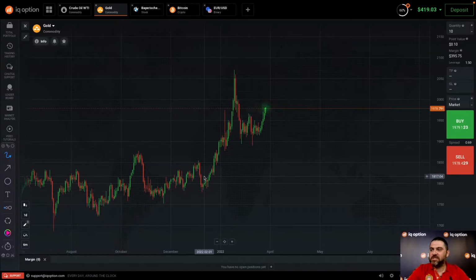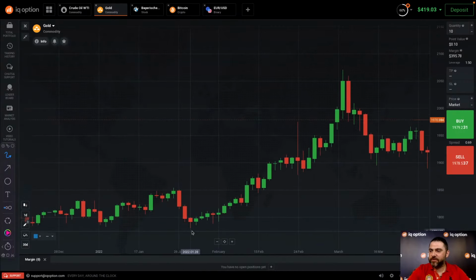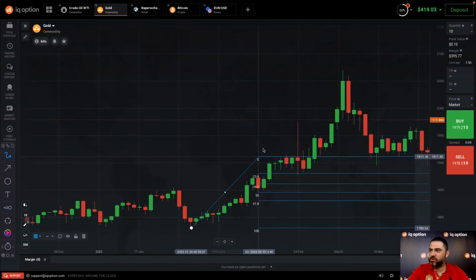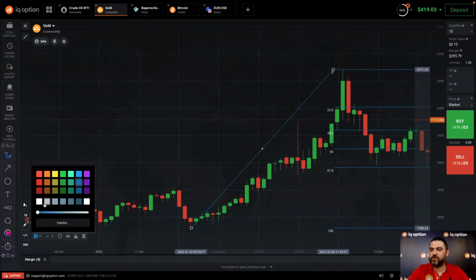Easy to understand, uptrend, right? So we're going to go to our graphic tools, take the Fibonacci, lowest point is there, so let me just click on it, zoom it in to bring it closer as well. There's the highest point. That's it. That's all you have to do, guys. That was not difficult at all.